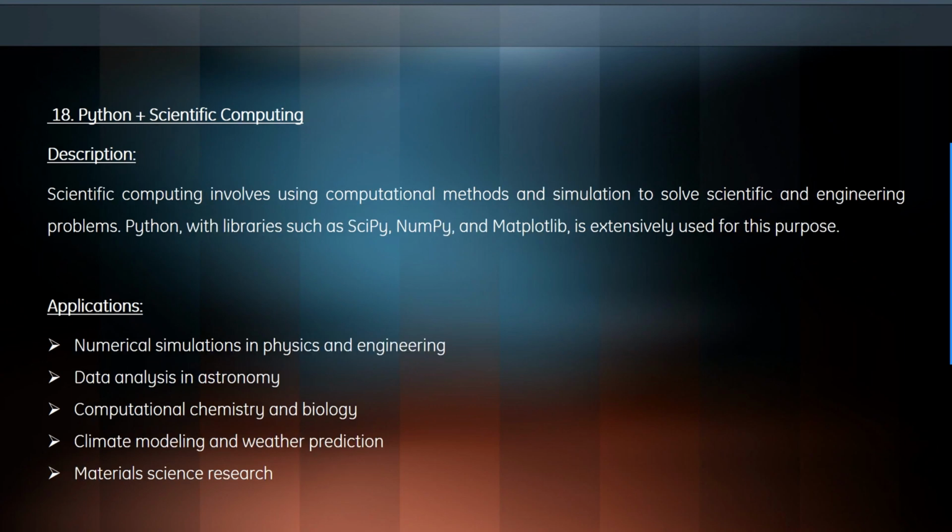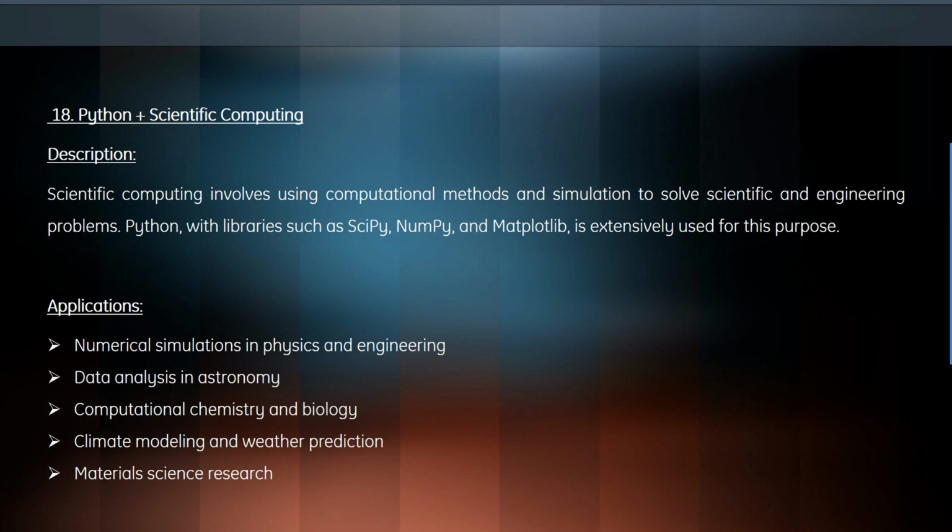We have Python plus scientific computing. Scientific computing involves computational methods and simulation to solve scientific and engineering problems. Python with libraries such as SciPy, NumPy, Matplotlib is extensively used for this purpose. What are the applications? We have numerical simulations in physics and engineering.